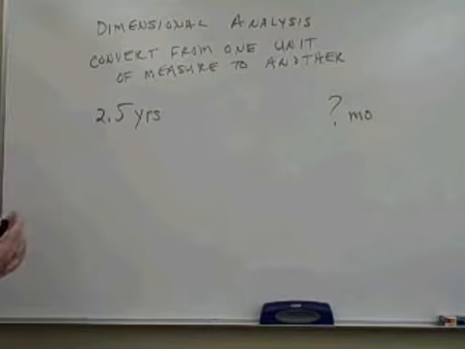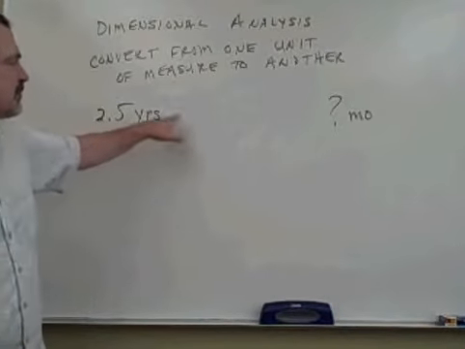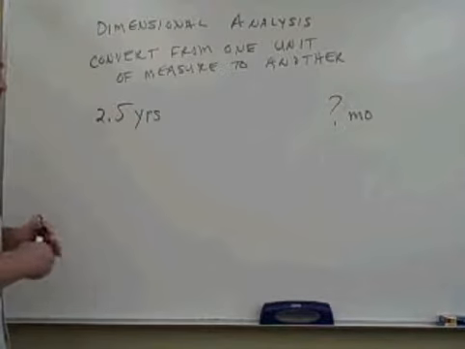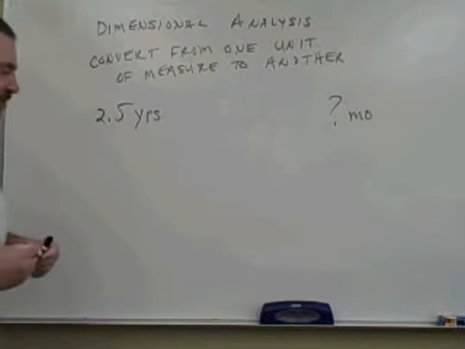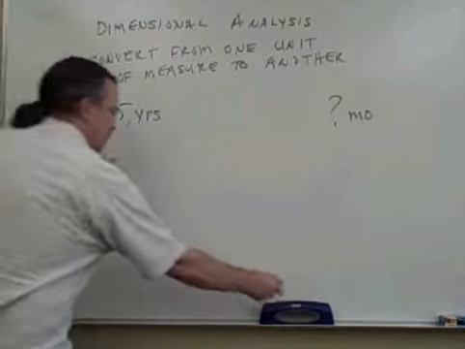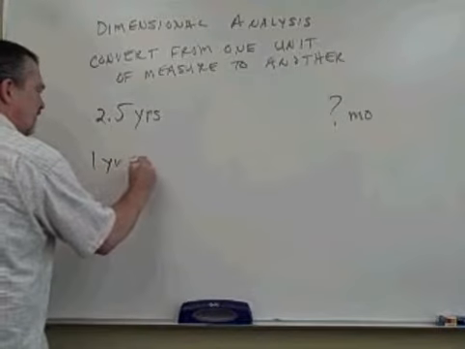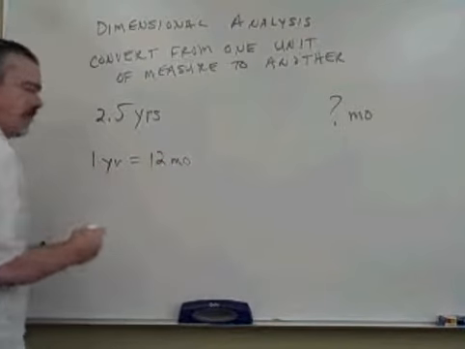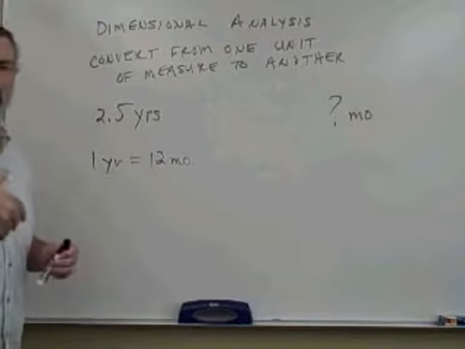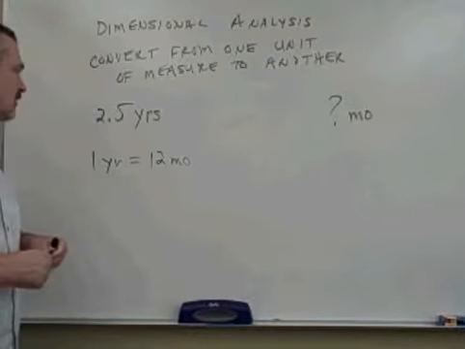In order to use dimensional analysis, we need to think if there's an equivalence between months and years. Well, I think that's probably an equivalence that we know. We know that 1 year is equivalent to 12 months. When you say a year, you're saying the same amount of time as when you say 12 months.